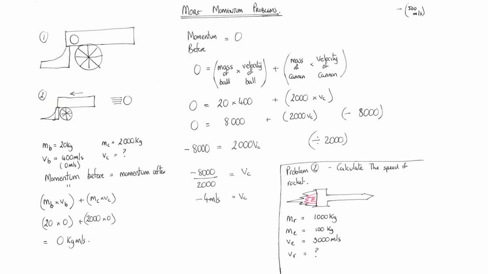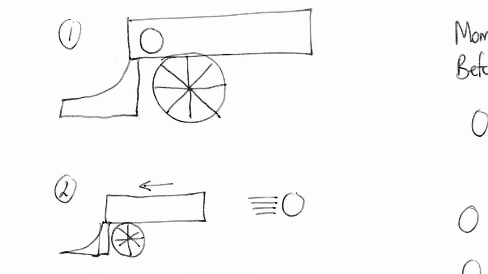Right, here's another momentum problem that's worth examining. Let's imagine we have a cannon and a cannonball. That's in diagram 1. If you notice, they're stood still there, there's no velocity. So the momentum there is 0 because the velocity is 0 and momentum is mass times velocity. And if your velocity is 0 and you multiply anything by 0, you'll get the answer 0.